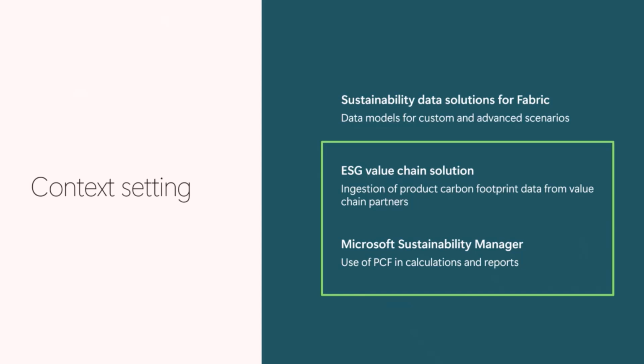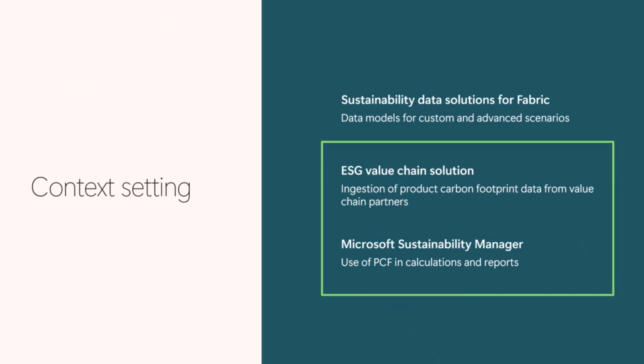And then within the ESG value chain solution, Microsoft Sustainability Manager, we're enabling the ingestion of this product carbon footprint data from value chain partners, and then using that within Sustainability Manager to come up with scope 3 emissions. And then we're also adding some more flexibility in the reports to be able to view emissions in terms of product as well. That's some more feedback we've gotten from customers.